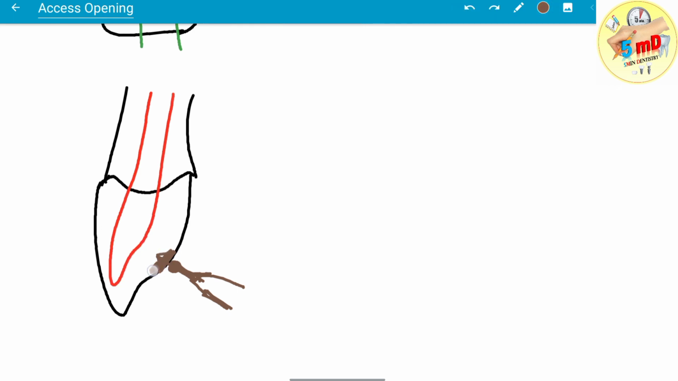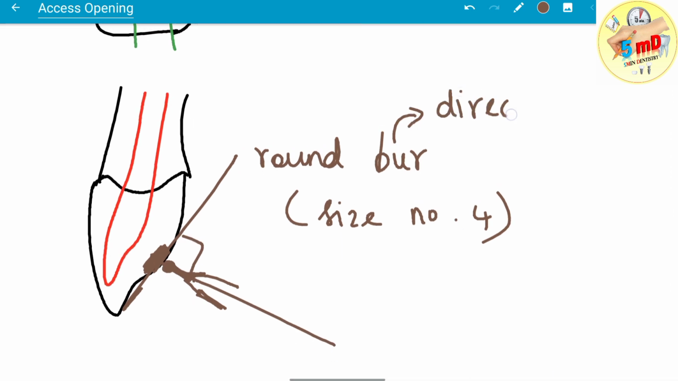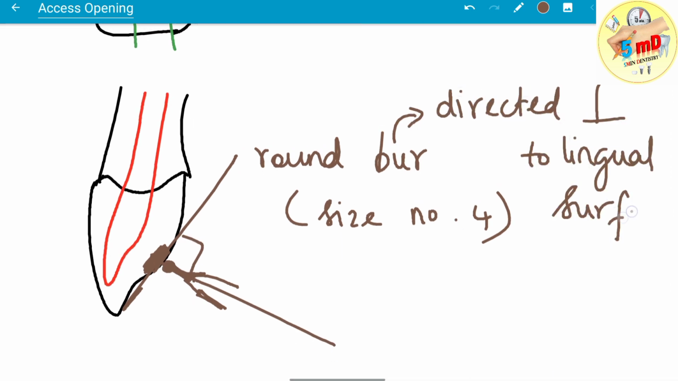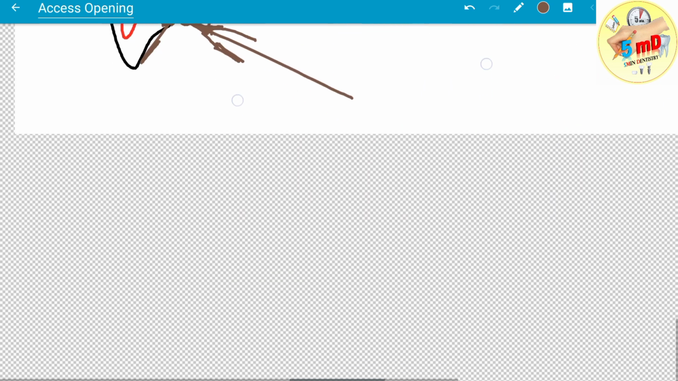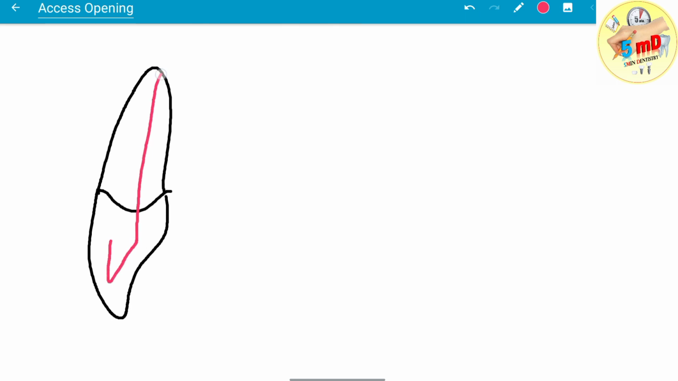From there, penetrate the enamel. Here we should remember the size and model of the burr, and also the direction of the burr. It should be perpendicular to the lingual surface. The direction of the burr or the handpiece should be perpendicular. After which we have to penetrate much more, but the direction of the burr should be changed. The handpiece and the burr will be directed along the long axis of the tooth. From there, we penetrate further till we feel a drop in the burr.